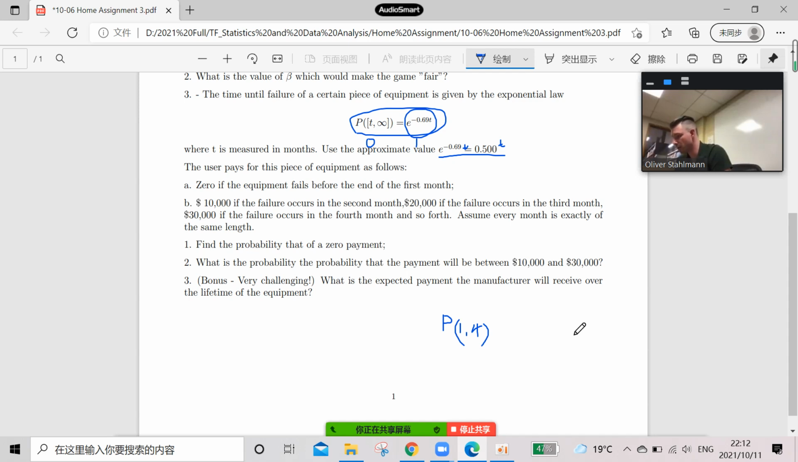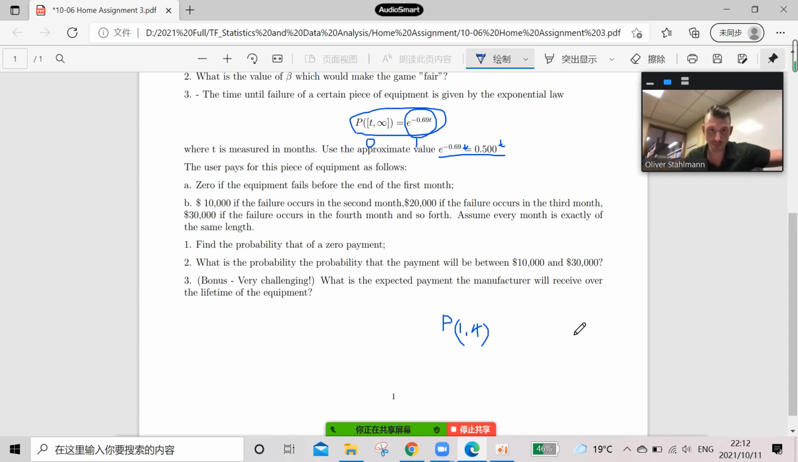0 to 1 is $0. 1 to 2 is 10,000. 2 to 3 is 20,000. And somewhere at 3.2, 3.3, 3.4, 3.5, 3.9, sorry, in the third month is 30,000. So you have to go up to 4. Oh, got it. Okay, got it.